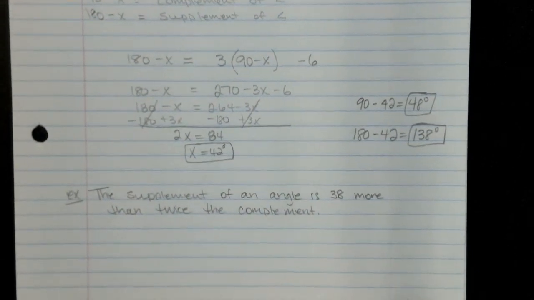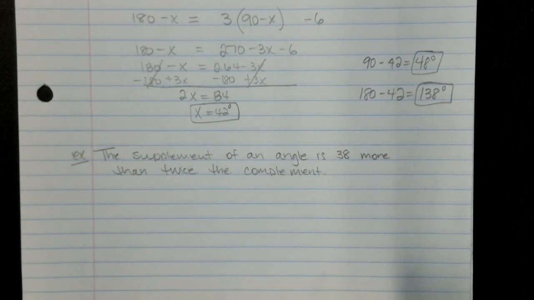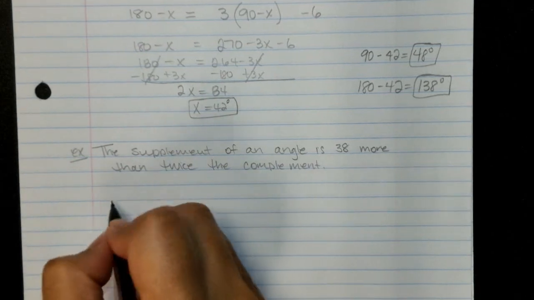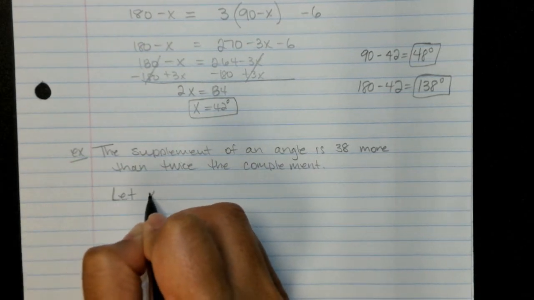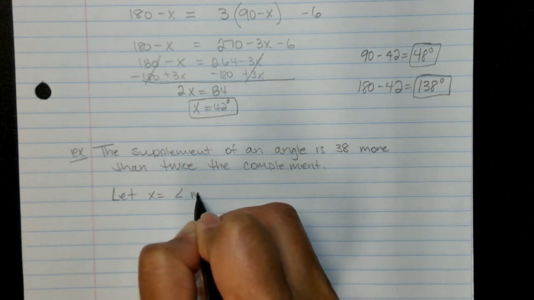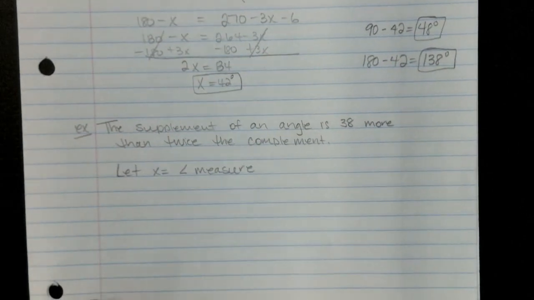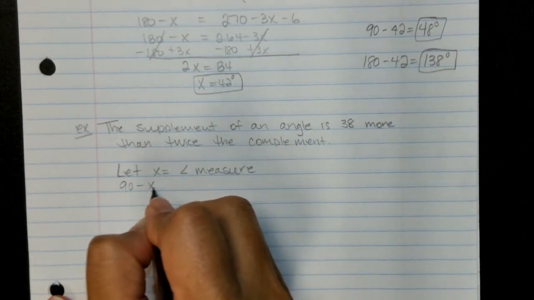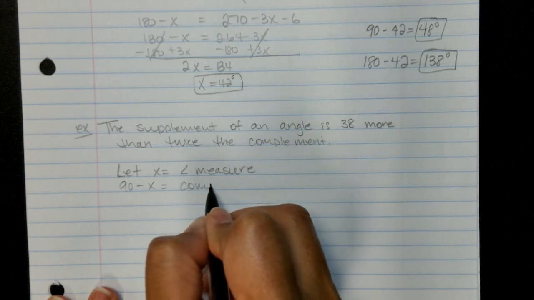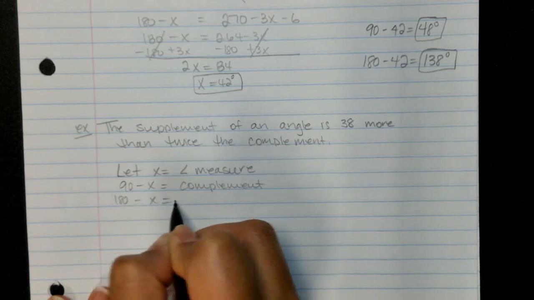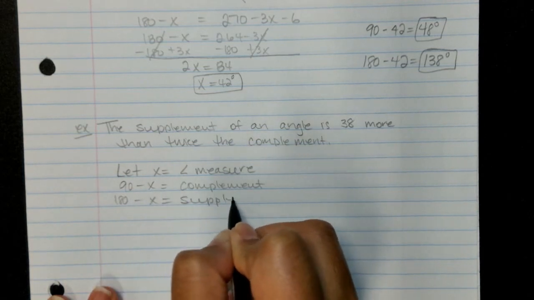We'll do one more example like this. Take a second, write down this example. The supplement of an angle is 38 more than twice the complement. Again, let x equal the angle measure. This is what you're looking for. We have no idea what it is, so we're going to let it be x. We know that 90 minus x is our complement, and we know that 180 minus x is our supplement.